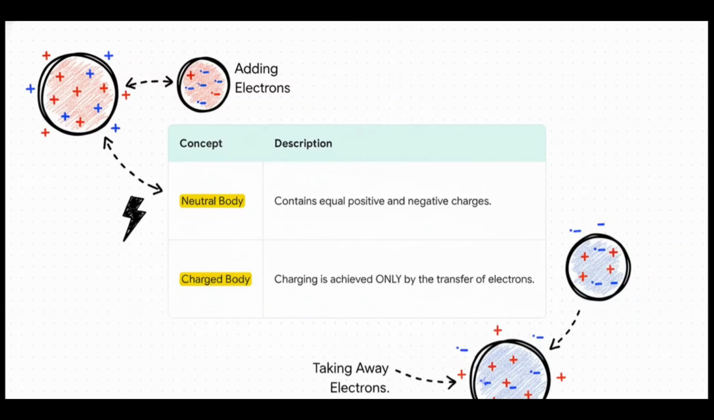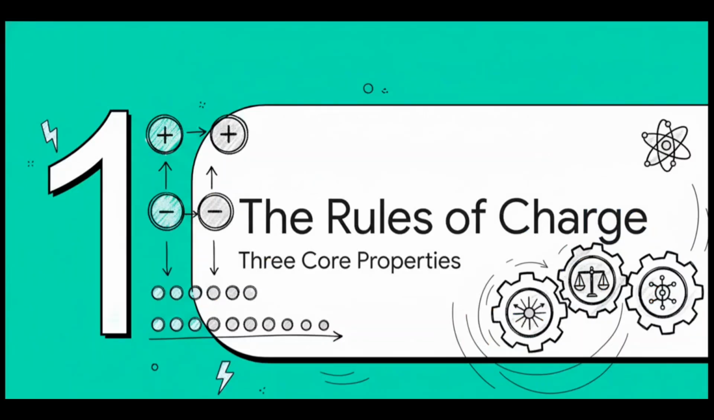Now here's a classic mistake people make. They think a neutral body has no charge. Nuh-uh, that's not true. It just has a perfect balance of positive and negative charges. And here's the key rule, the thing you have to remember. You can only charge something by moving the tiny electrons around. You either add more to make it negative, or you strip them away to make it positive. That's it.